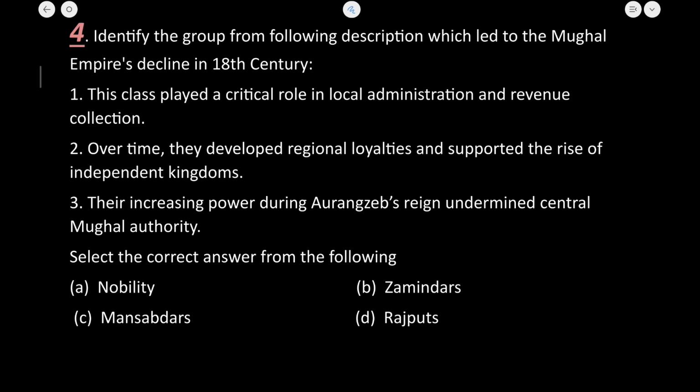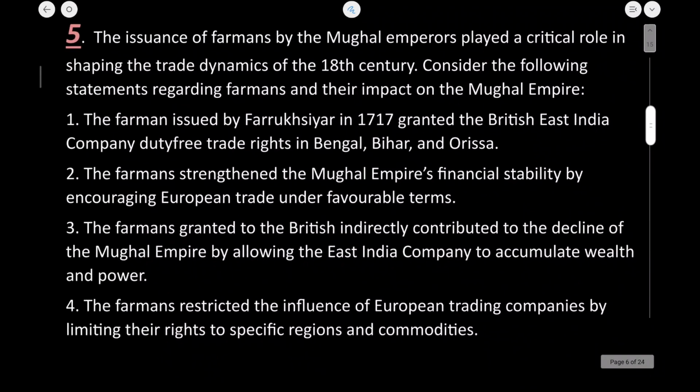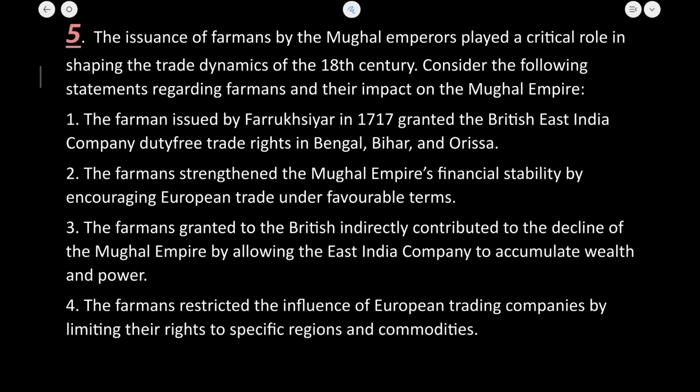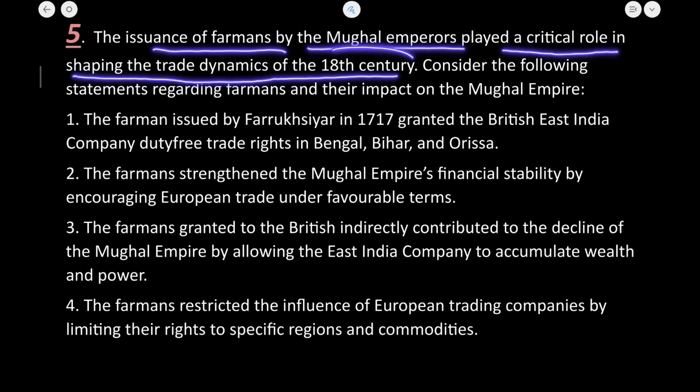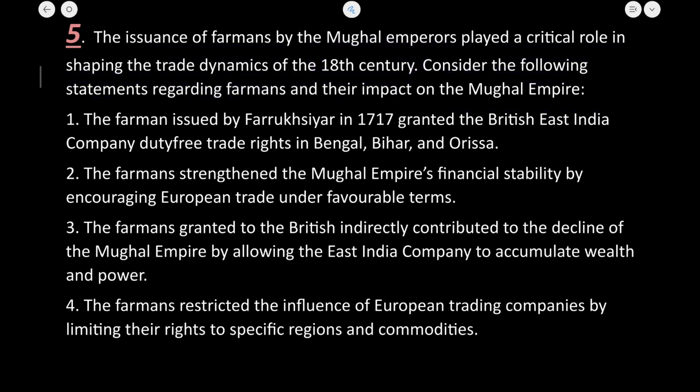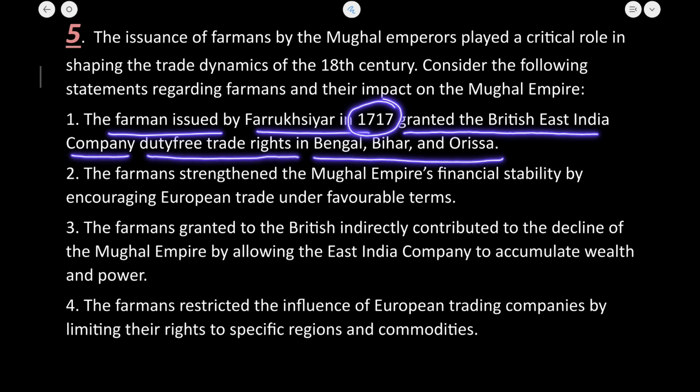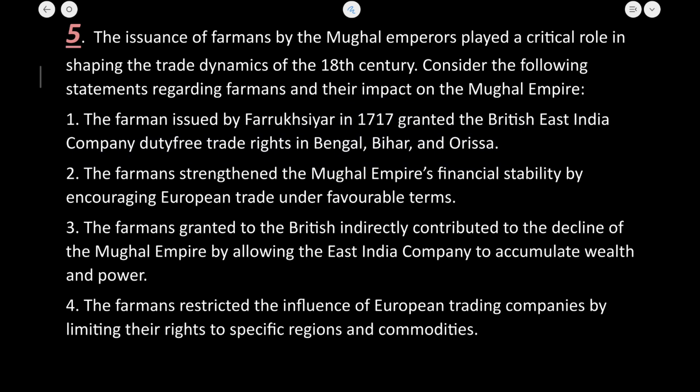Okay, let us now move to the next question, that is question number 5. This question says that the issuance of farmans by the Mughal emperor played a critical role in shaping the trade dynamics of the 18th century. Consider the following statements regarding the farmans and their impact on the Mughal Empire. The farman issued by Farrukhsiyar in 1717 granted the British East India Company duty-free trade rights in Bengal, Bihar and Odisha. So the statement is absolutely true.